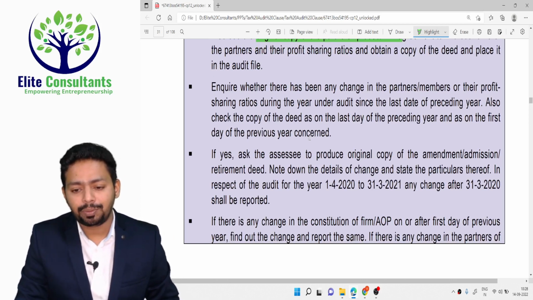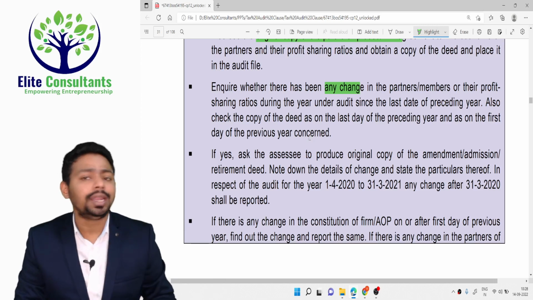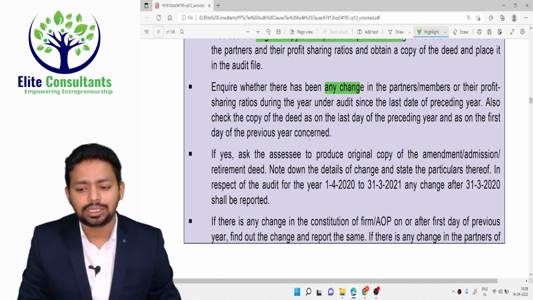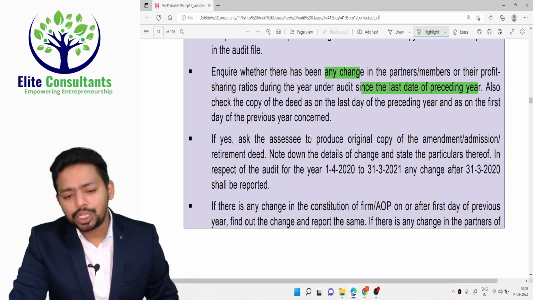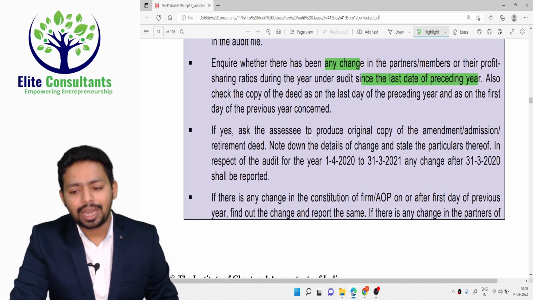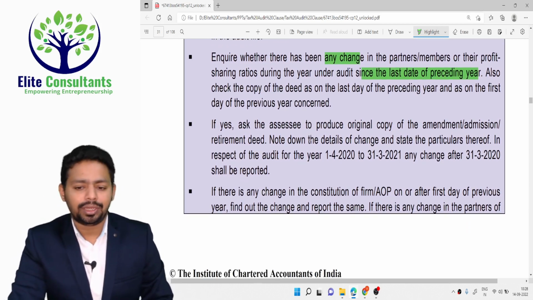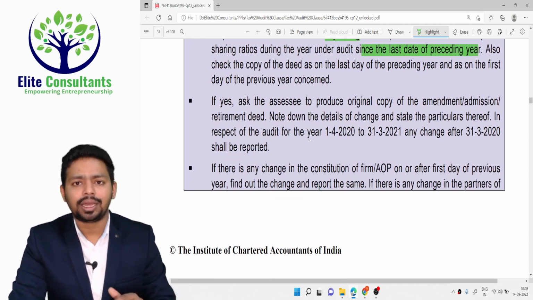Inquire whether there has been any change. Just go and talk to the management. Was there any change in the partners or members or their profit sharing ratio since the last preceding year? Okay, we are comparing with the last year. Also check the copy of the deed as on the last day of the preceding year and as on the first day of the previous year. So you have to check this. Check last year's deed and current year's deed.